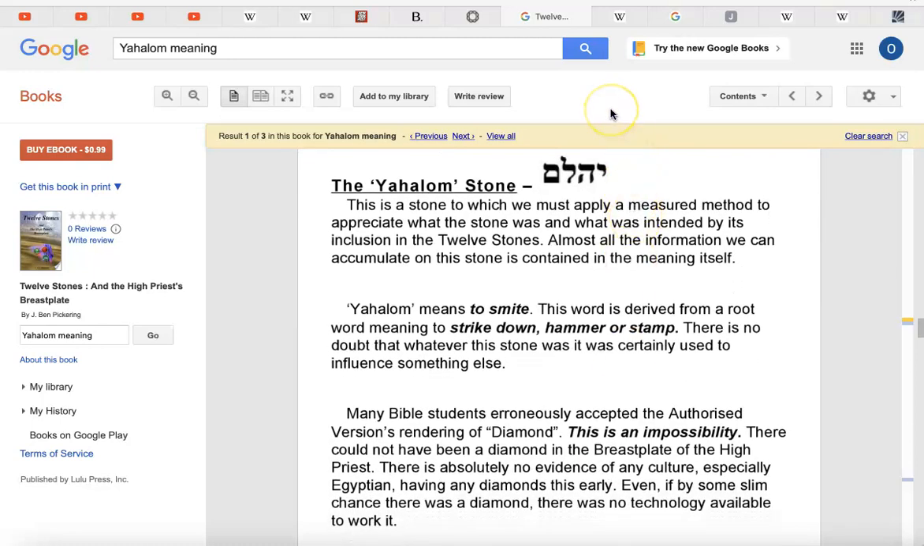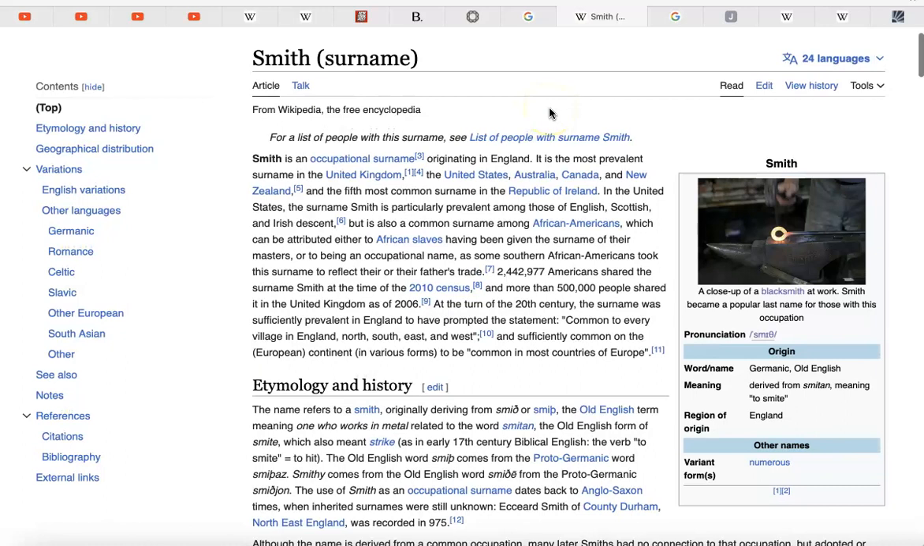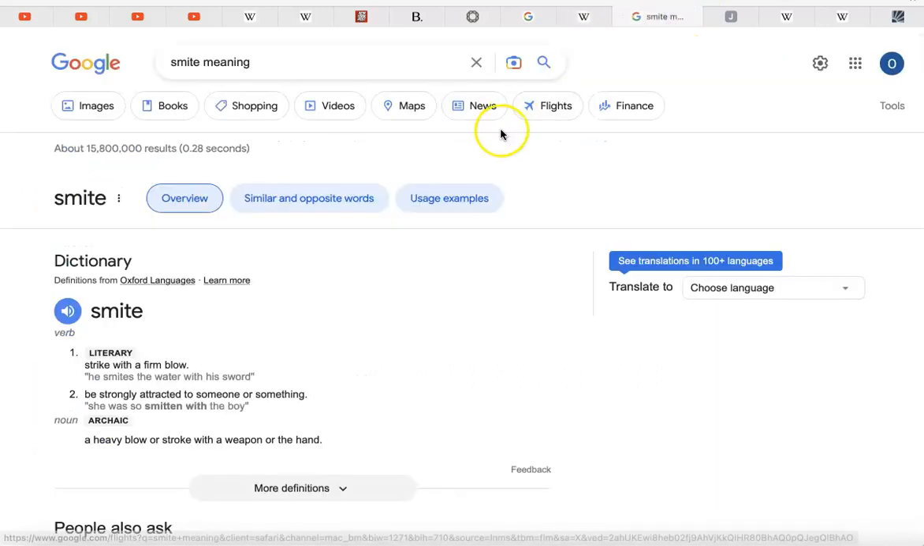It's kind of helped me a lot for this video, to understand the word yahalom, to smite. It's applied to the word diamond in modern usage, or I don't know how long it's been used that way. Maybe much older than modern usage of Hebrew, but it means to smite, to strike down, hammer, or stamp. That's why I looked up the name Smith, and I looked up the definition of the word smite, which means strike with a firm blow. He smites the water with his sword, or be strongly attracted to somebody or something. She was so smitten with the boy. Archaic, as a noun, a heavy blow or stroke with the weapon or the hand.